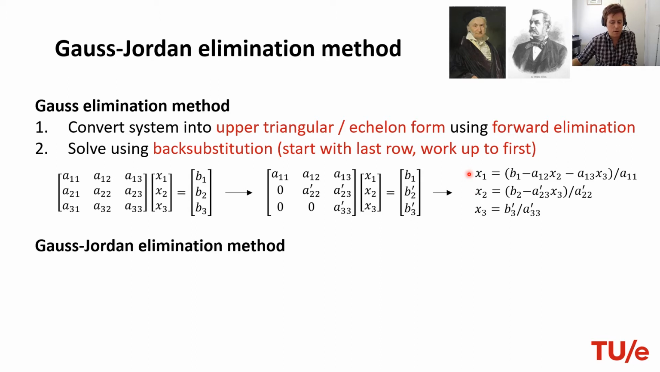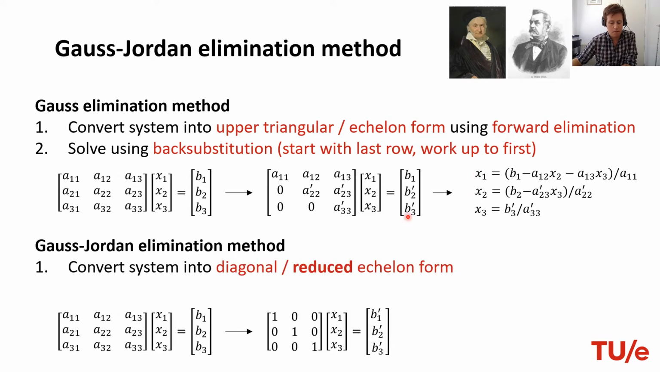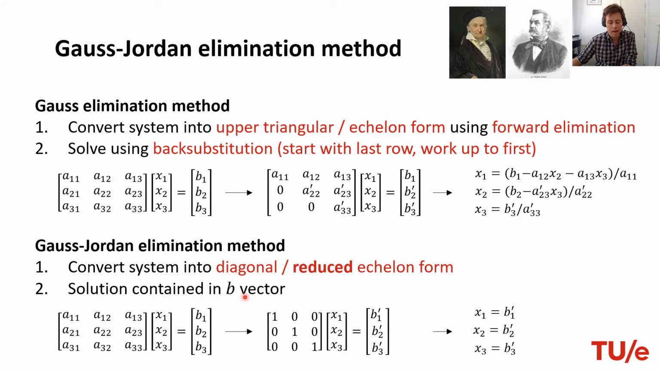Now Gauss-Jordan modifies this first step a little bit. The matrix is converted into a diagonal form, or into a reduced echelon form, which is equivalent here. And then if you have it in this diagonal form, where you have ones on the diagonal, the solution is automatically contained in the B vector, in this modified B vector that gets modified through this elimination.